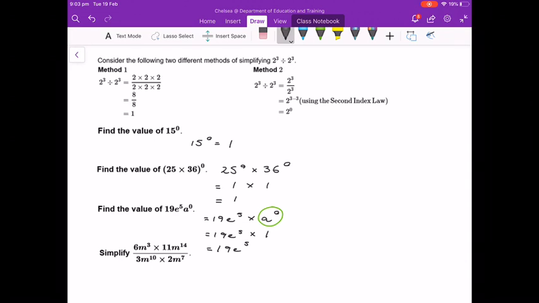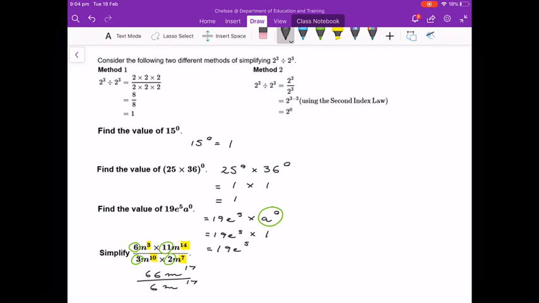6m to the power of 3 times 11m to the power of 14 over 3m to the power of 10 times 2m to the power of 7. So what I'm going to do is I'm going to start with our coefficients like we have in previous videos. Now 6 times 11 is 66, and 3 times 2 equals 6. Now we put in bases and start counting. 3 plus 14 is 17, using the first index law. 10 plus 7 is also 17.